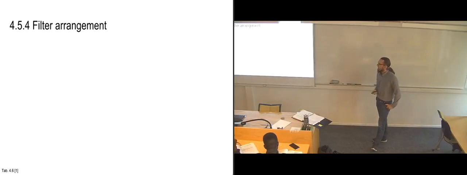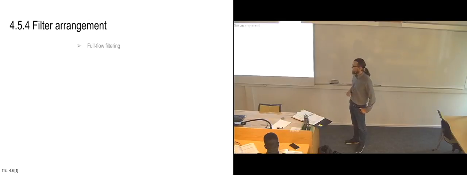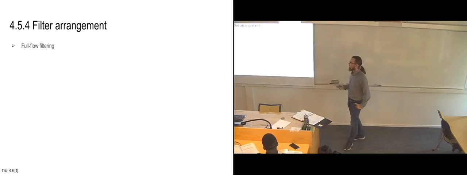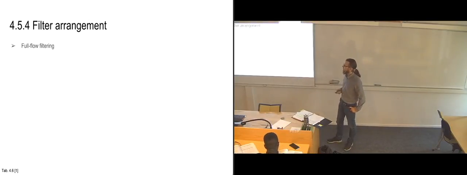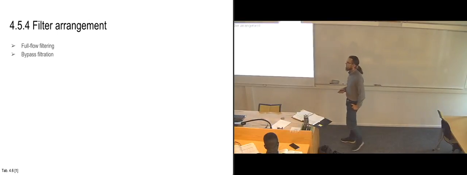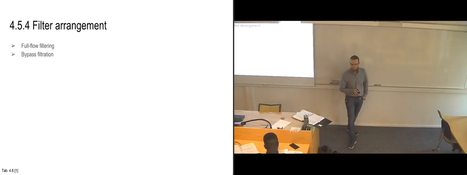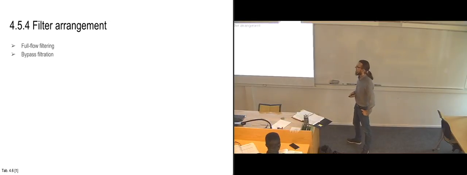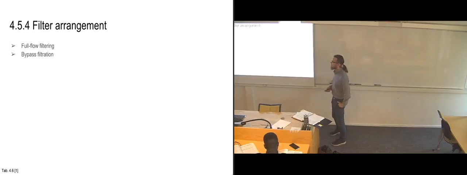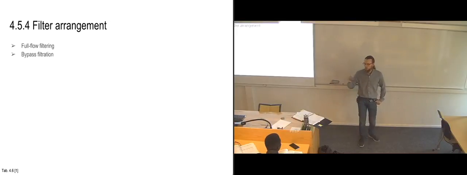So now we're going to look at how we can arrange filters in the system. We can have full flow filtering, where we're sending all of the flow through the filter. It is also possible to have bypass filtration, which we're also going to look at a bit more later on, which basically means that you are filtering the fluid in the tank, so you're running it in a separate circle from the rest of the hydraulic system.